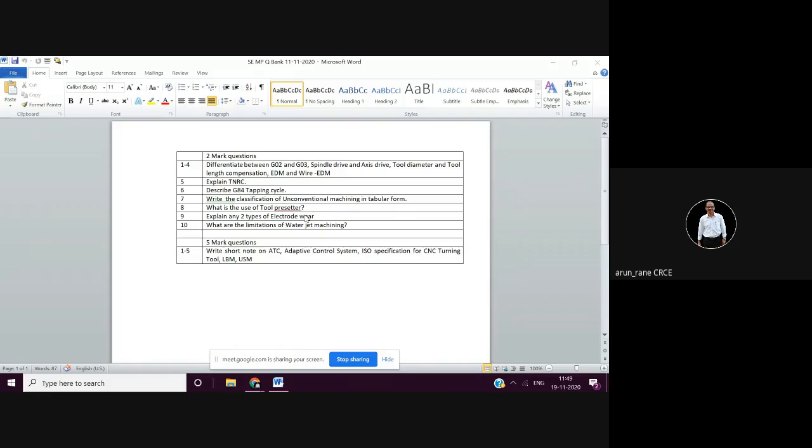Third, some students are writing 3 points, 4 points, 5 points. But remember, we have to check a lot of papers, and we cannot keep on checking all the points. If it is 4 marks, then 4 points. 5 marks, then 5 points. But if it is 2 marks, then you have to write only 2 points. If you write a third point, it will not be checked.